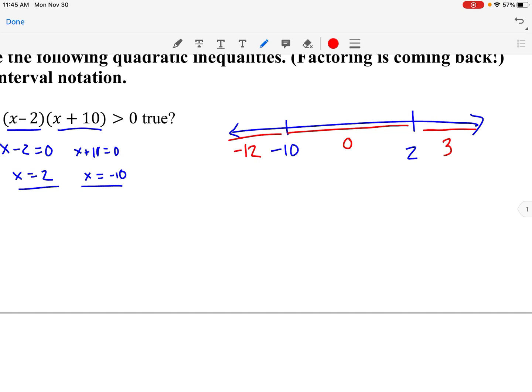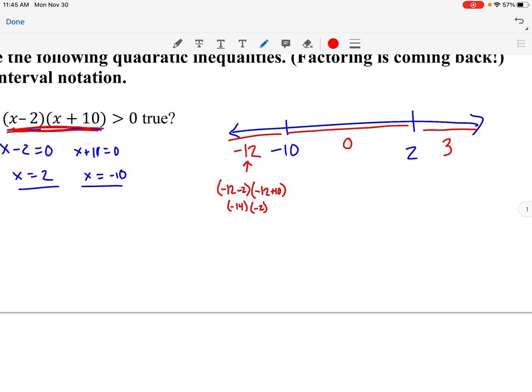And I'm going to take those numbers, these are called test values, and plug them into my original inequality here to decide if it's positive or negative. The answer I get is positive or negative. So for -12, I'm going to plug it into this expression over here. So it's going to be -12 minus 2, and then -12 plus 10. You can simplify that, -14 and -2.